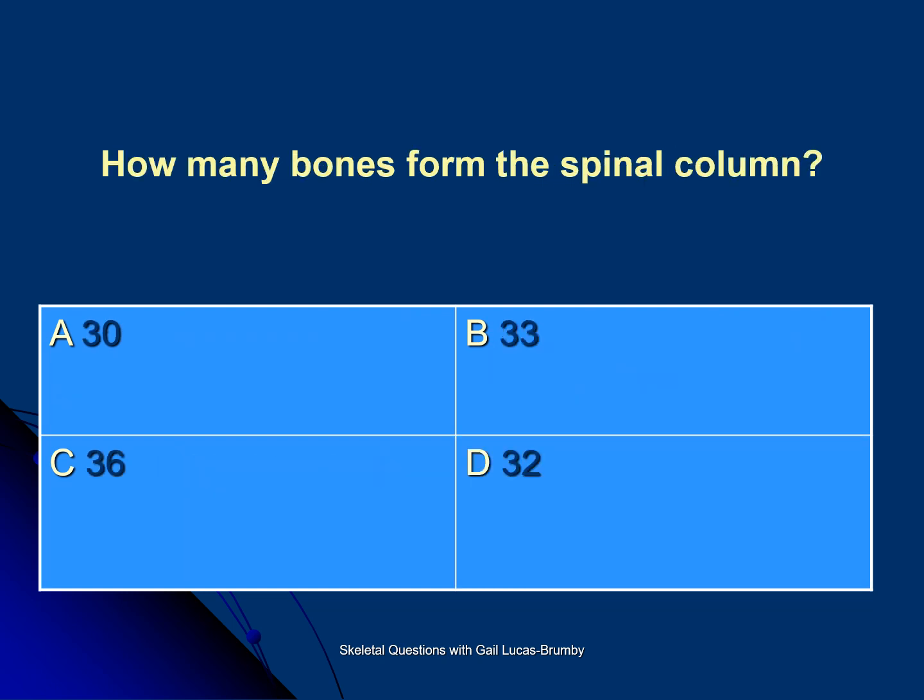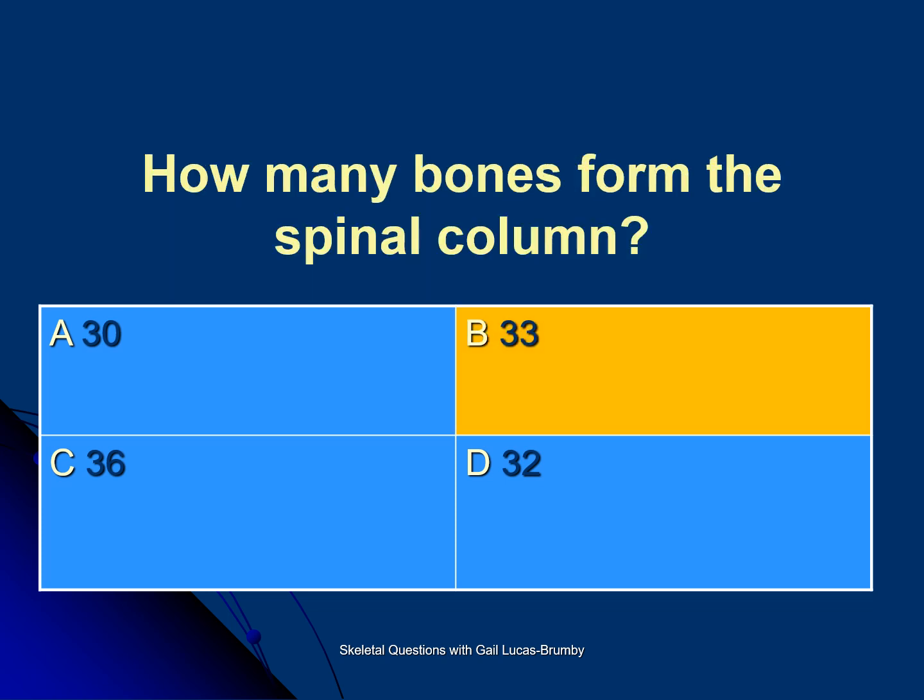How many bones form the spinal column? Is it A, 30, B, 33, C, 36, or D, 32? And the answer is B, 33. There are 33 bones, vertebrae in the spinal column.